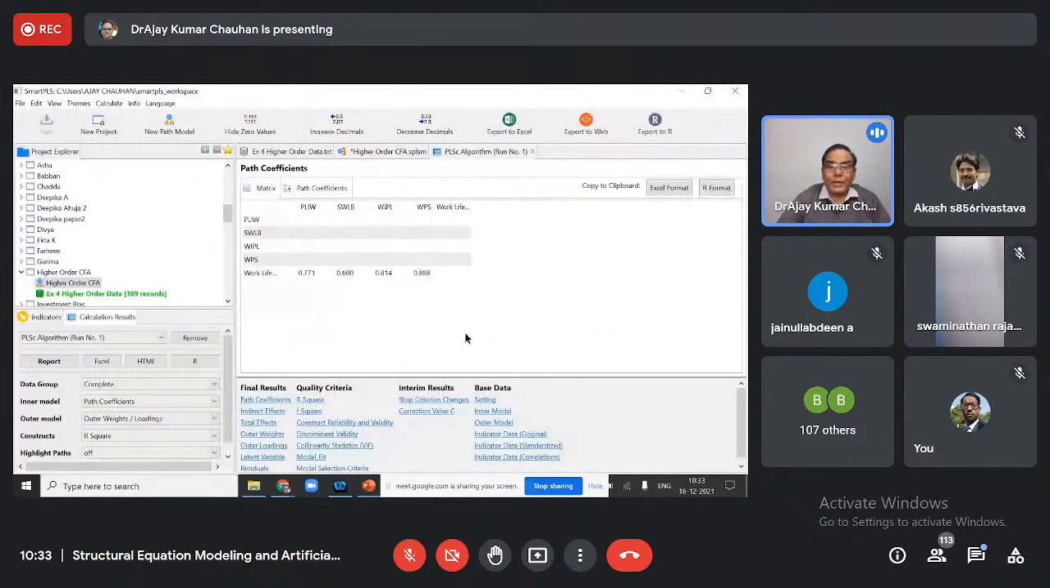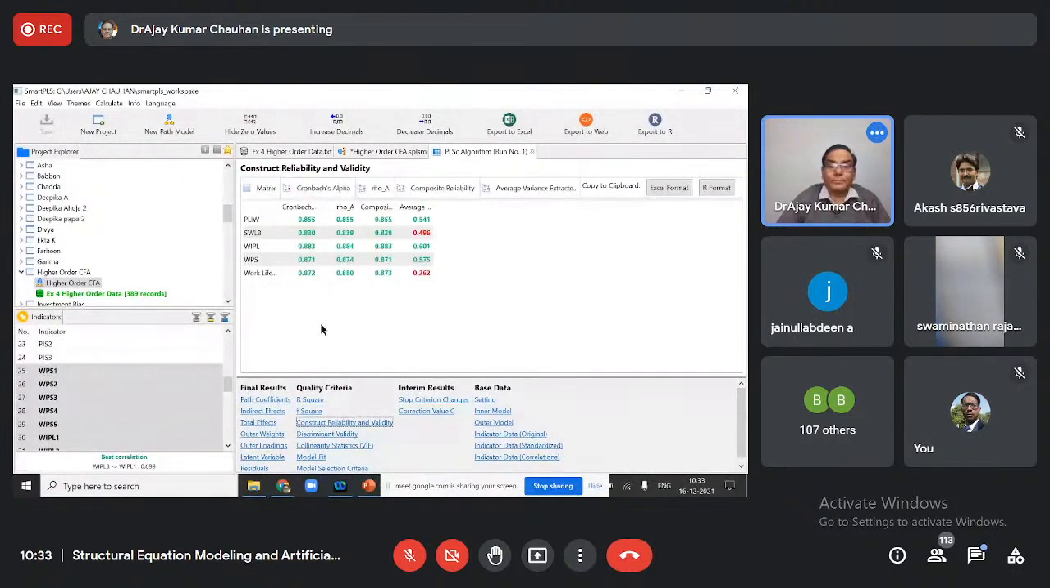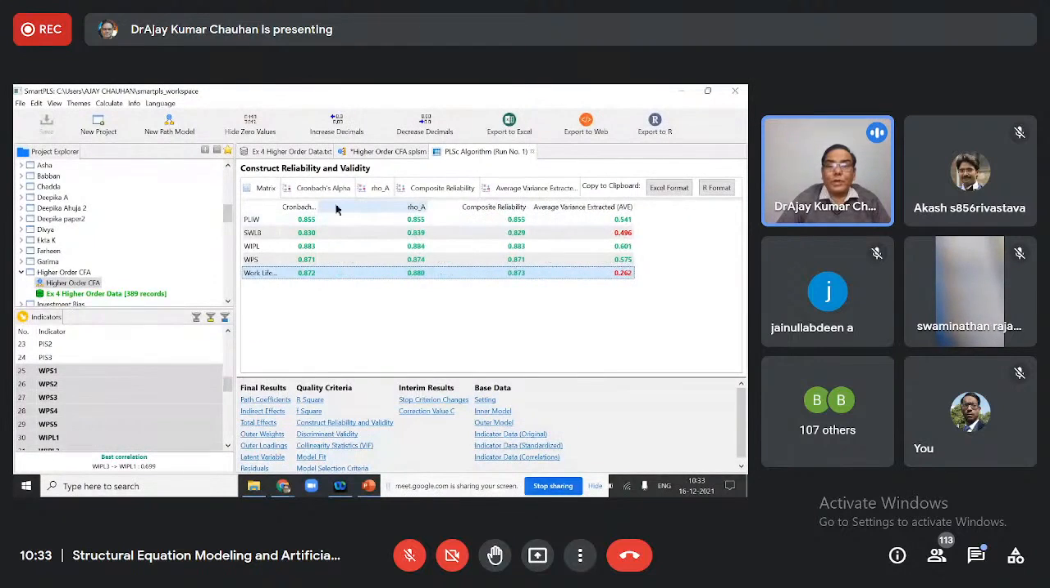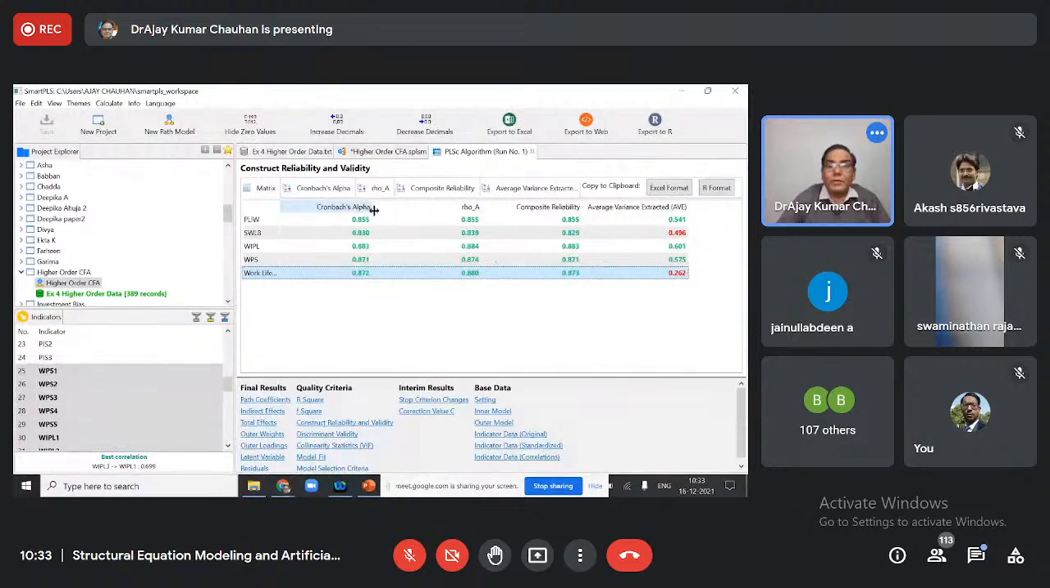Going to the calculation, and all the results are here. So let me check one by one. First of all, work-life balance. So this is my second order and all are my first order. So here I am testing both. This is my average variance extracted. This is the composite reliability. This is rho, and this is Cronbach alpha.